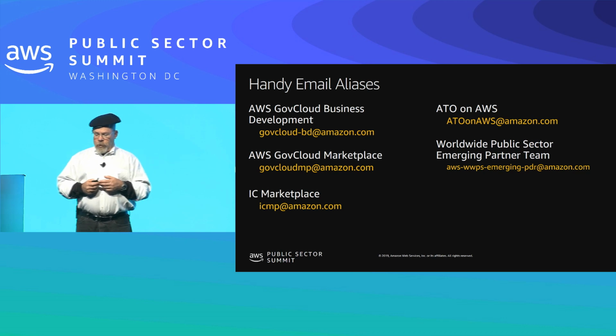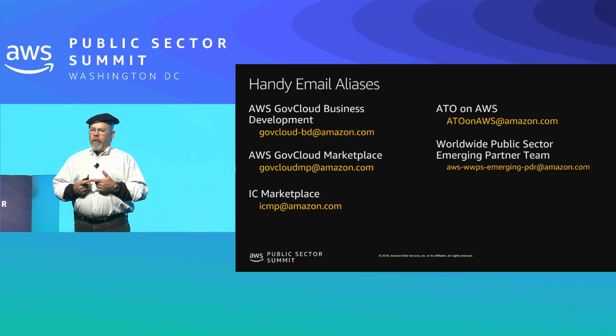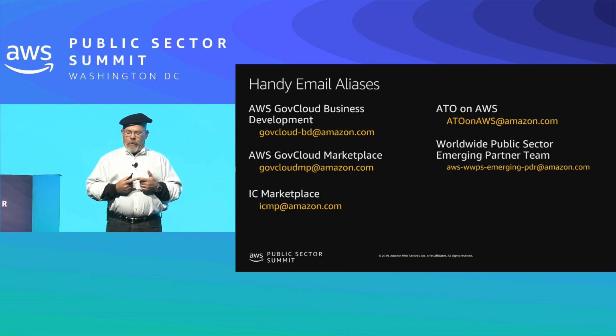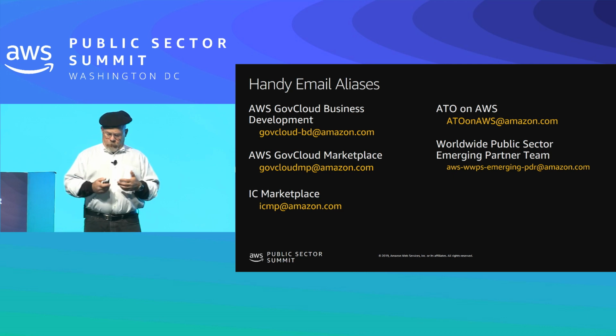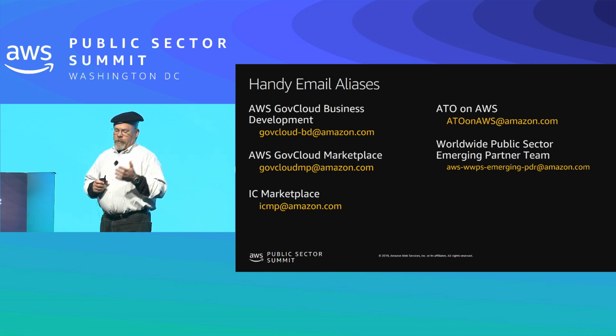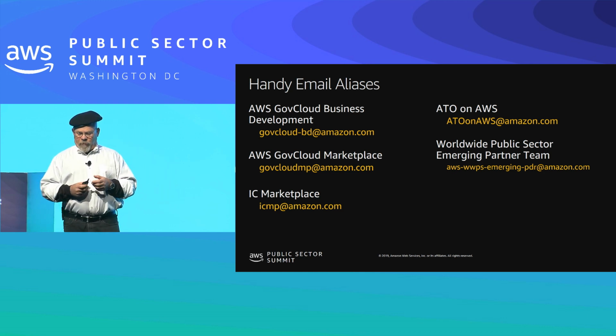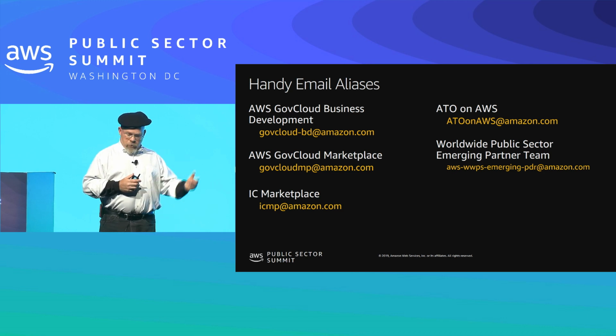Okay. Some more email addresses. To get more information around GovCloud, reach out directly to the GovCloud Business Development team. Obviously, you can work with your account manager or your partner manager. The GovCloud Marketplace team is also available to you. And we were talking before about ICMP at Amazon.com. That's also about the IC Marketplace. So with that, I think we're out of time, Tim. Yeah, I think we got one more slide.